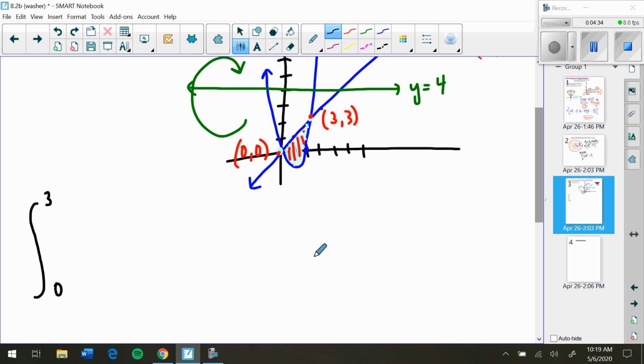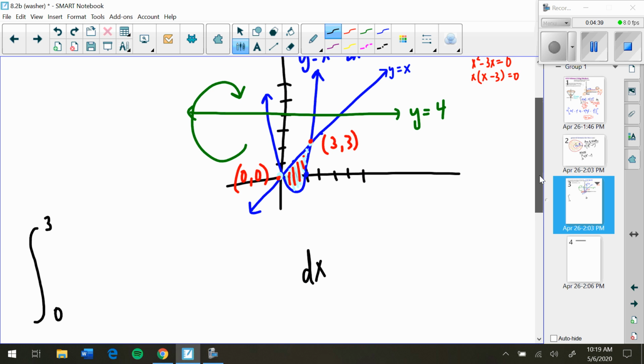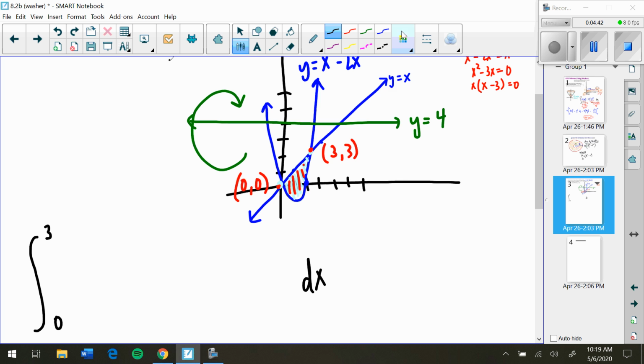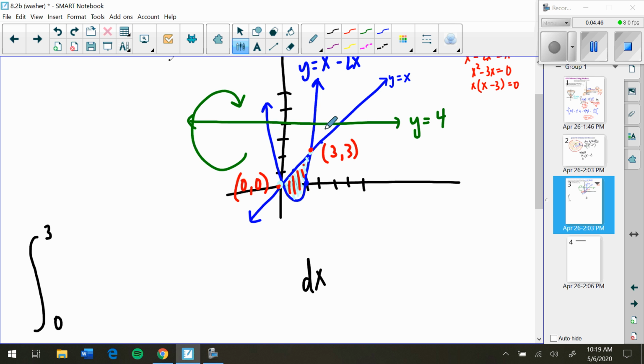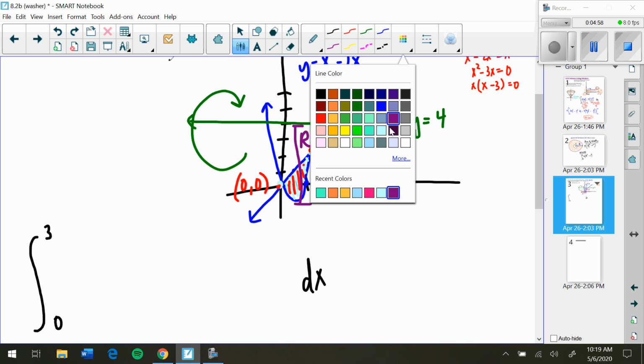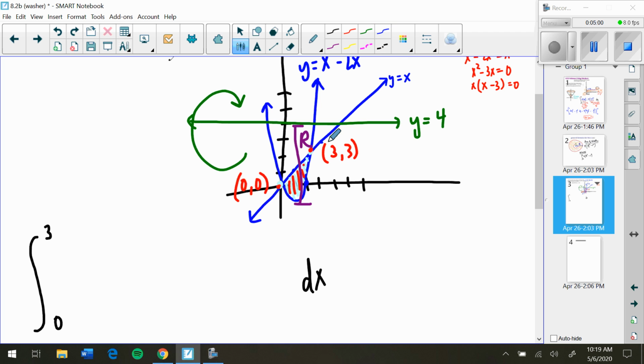It helps because I'm going to do this, again, with respect to x, so I know it needs to be in terms of x, dx, from left to right. Now, I need to find two things. I need to find the big radius, which technically in this case is going to be, I'm going to make that capital R, from this line to the parabola, and I need to find my little radius. So it's going to be from that y equals 4 to the line y equals x. That's going to be my lowercase r.